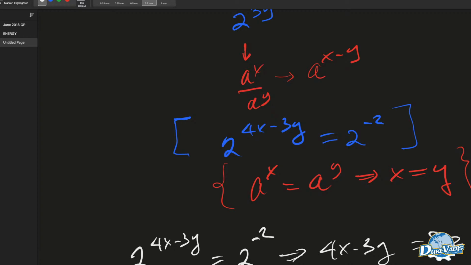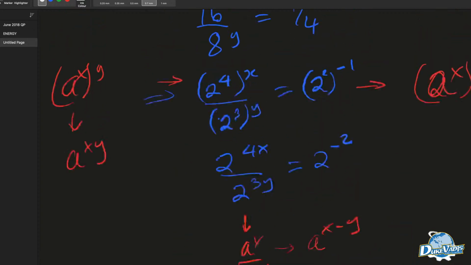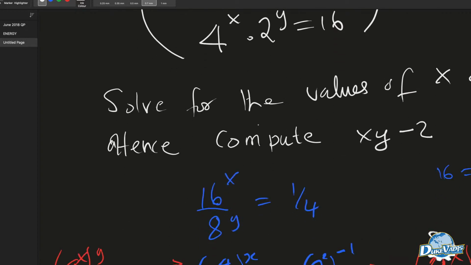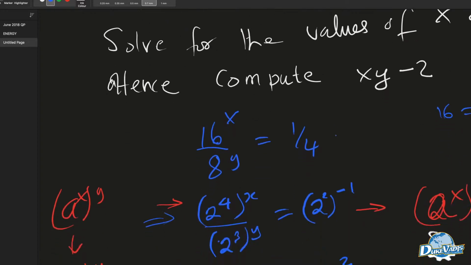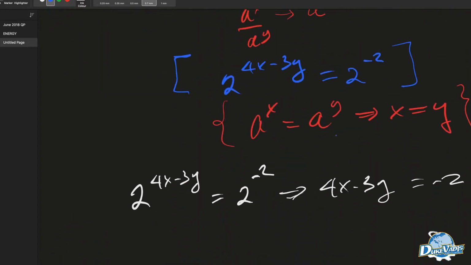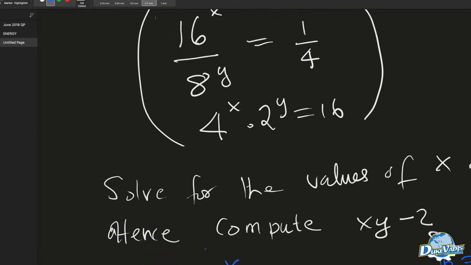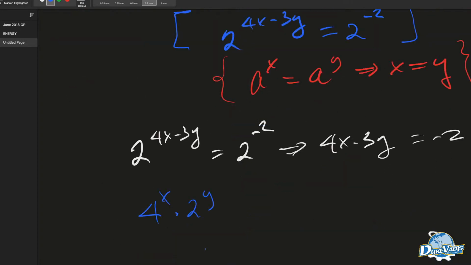Let's tackle the second one. You see this one over here. It says 4 raised to the power x times 2 raised to the power y. Let's check it again. It is equal to 16.